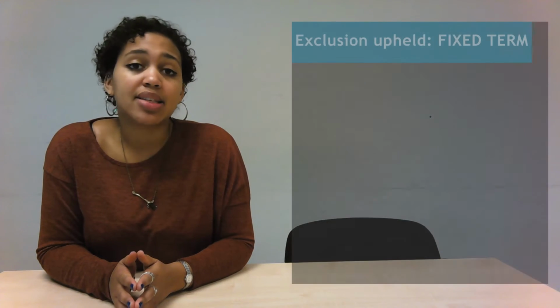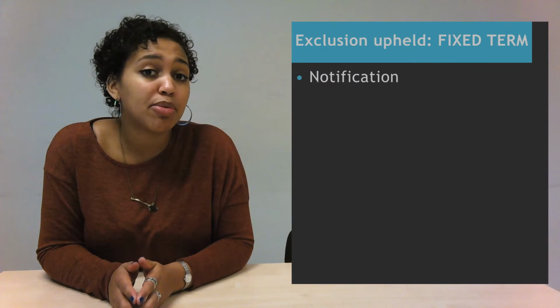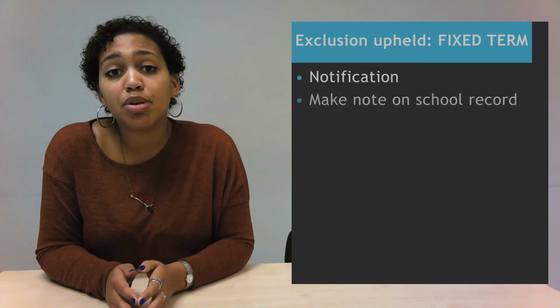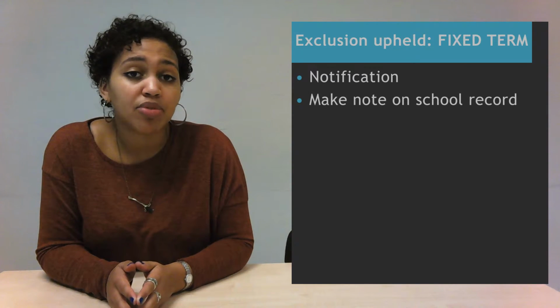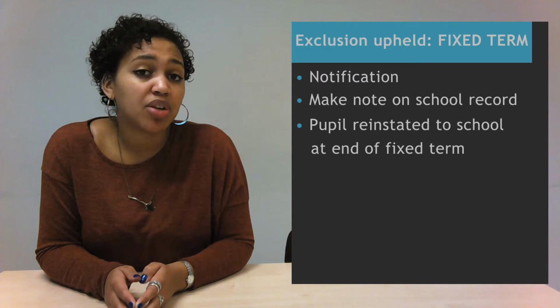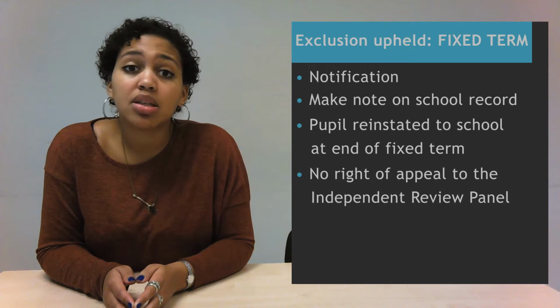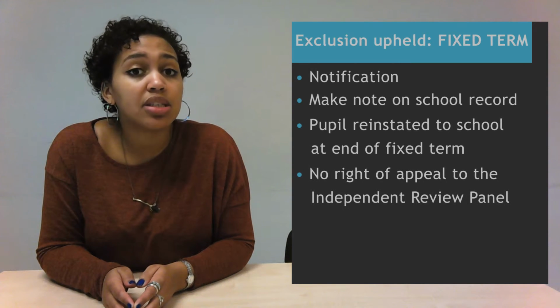If the governing body has upheld a fixed term exclusion, they must notify the same people as I stated before, and make a note on the pupil's educational record of the outcome of their decision. The pupil will then be reinstated at the end of the specified fixed term if this hasn't happened already. There is no right of appeal to the independent review panel for this type of exclusion.